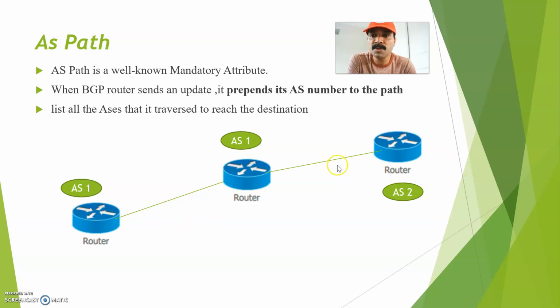By seeing the path, you can see the list of ASs that it has traversed to reach the destination. And another thing, BGP always prefers the shortest AS path to reach the destination. Another key point is whenever the BGP router receives an update from the neighboring router, and if it sees its own AS in the path, it will just discard the update. This is a loop prevention mechanism.